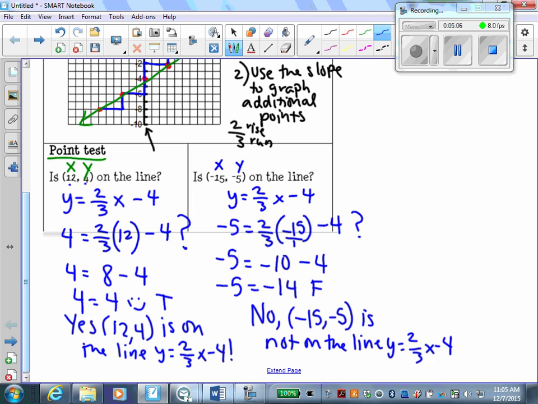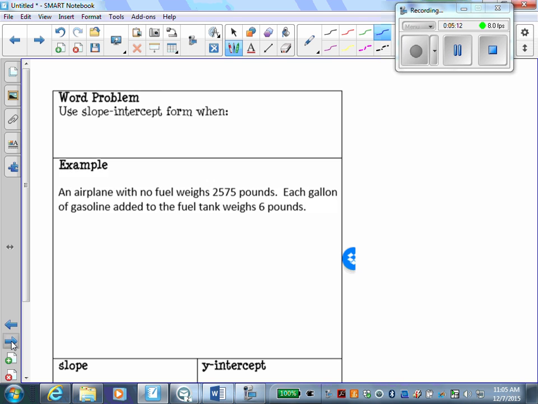All right, so that's it for that page. We're going to go to the next page, which looks like this word problem. We use slope-intercept form when you know the rate, or the slope, and the starting amount. The starting amount is like the y-intercept. So when you know the y-intercept and the slope, you use slope-intercept form.